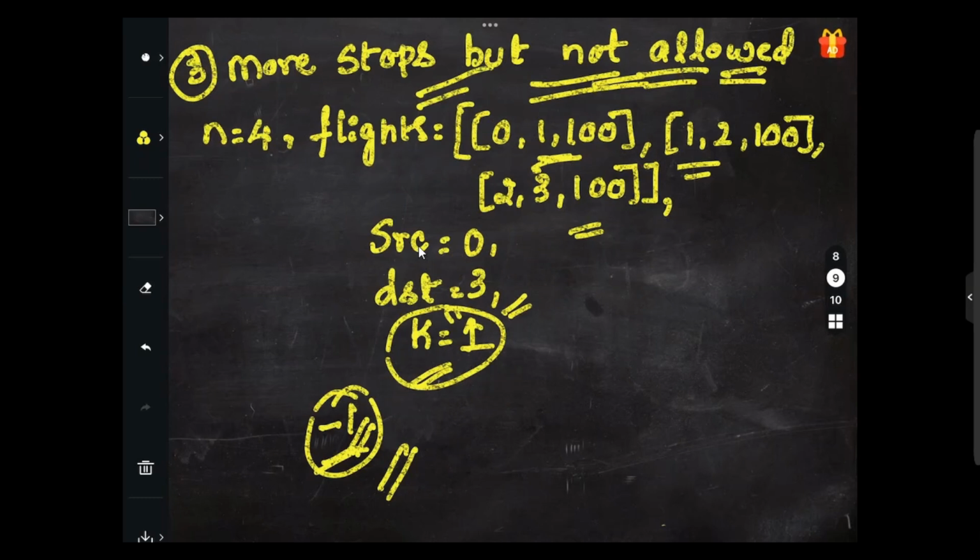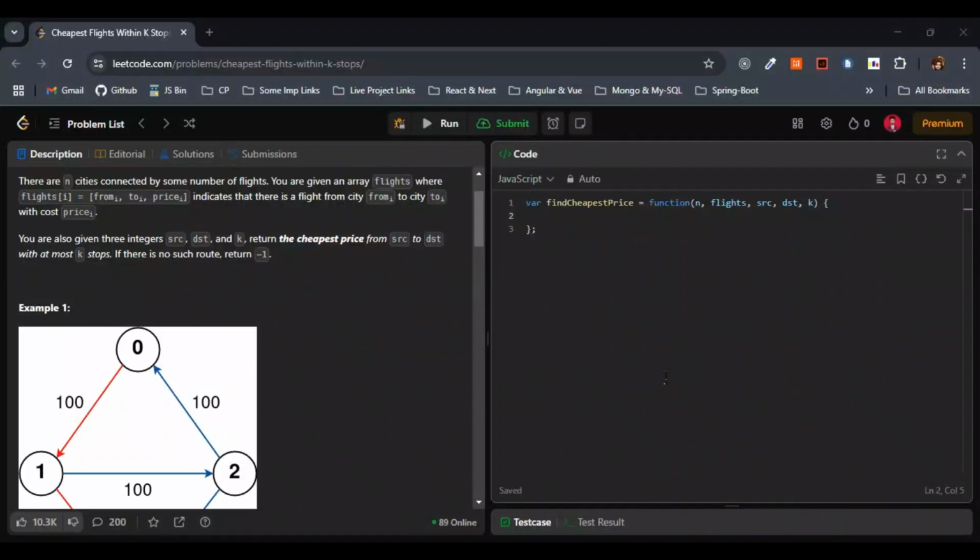Next, let's start writing the code. So let's start writing the code. Initially what we will do, let's initialize an array cost with the infinity values. So I'll just go with the cost and let's initialize this one cost. And let's initialize an array cost with the infinity values. I'll just consider here new array, array of n. Let's fill this one with infinity.